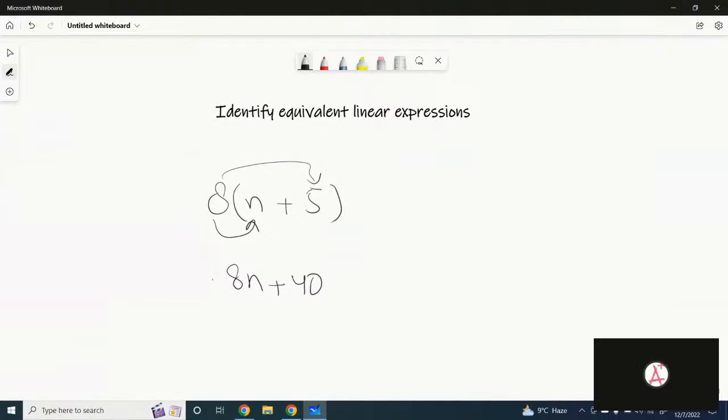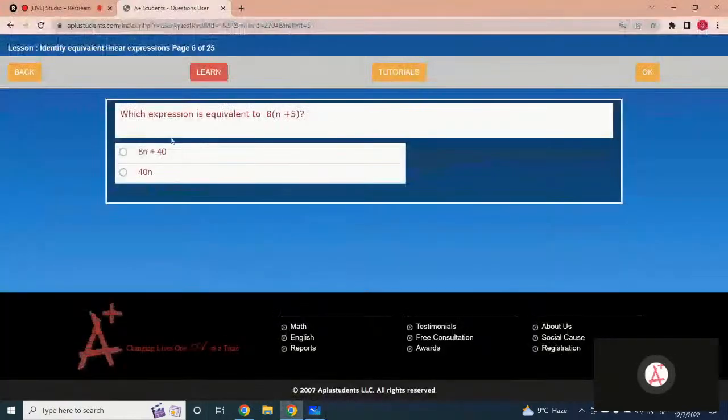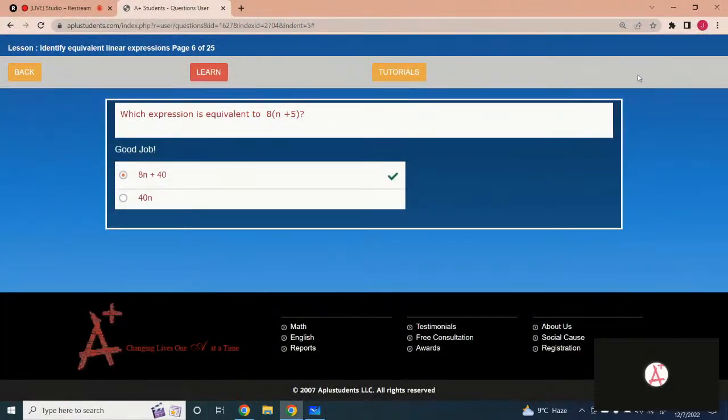Got it, Taiwo? You cannot add n and 5. It is not 5n. You don't have n with the 5. So you cannot add them, n and 5 are two different things. Got it? It would be 8n plus 40. Got it now? So the correct option is 8n plus 40. Got it?